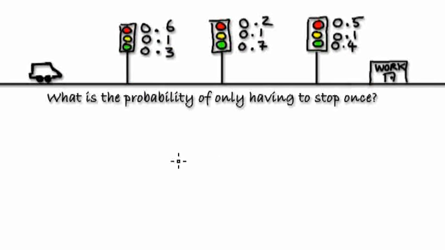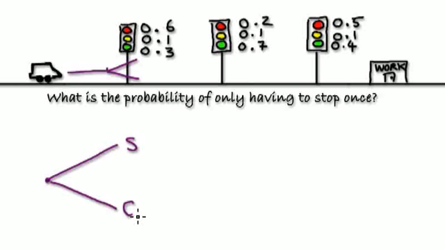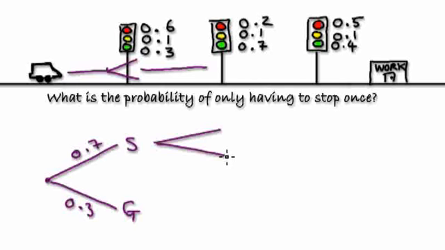So let's try and represent that. You are here at the moment. So the first, you drive along here. You could either stop or go. So stop, go. All right. So the probability of stop will be 0.7. The probability of go is 0.3. Now let's say you stop on your first one, then you drive along, and here you could either stop or go, stop or go.